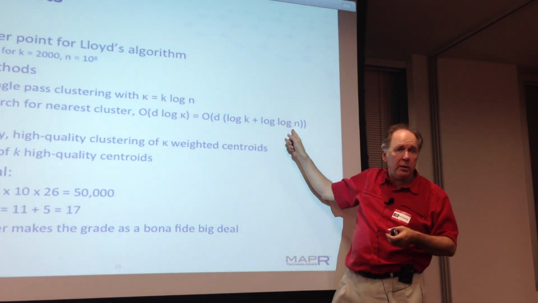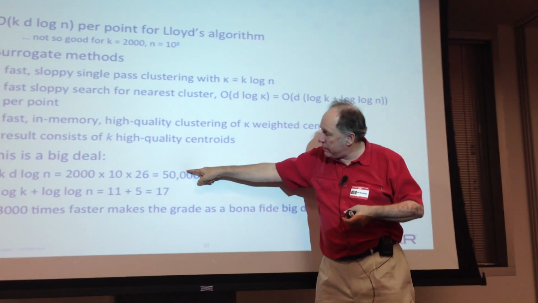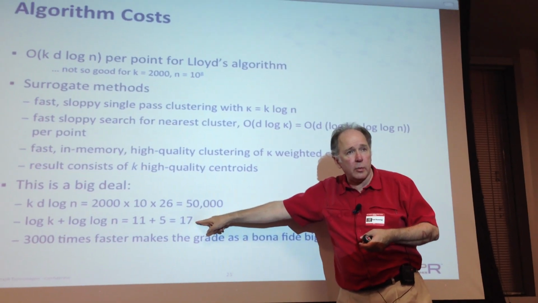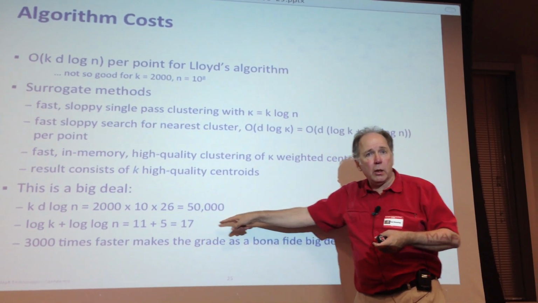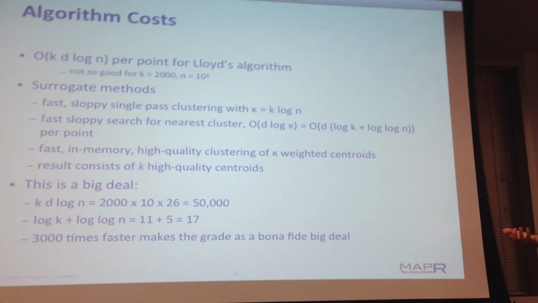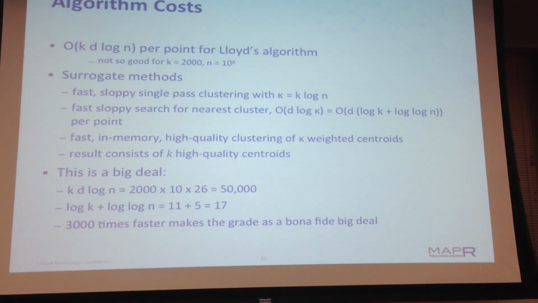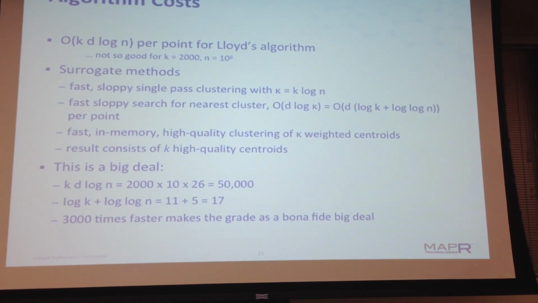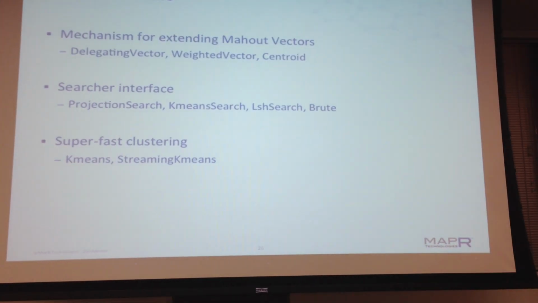And this is a big deal. The difference here is 50,000 versus 17 for a lot of data, 100 million data points. That's a big difference. That's 3,000 times faster, roughly. And like I said, it's a bona fide big deal. I've probably said that 5 times now.